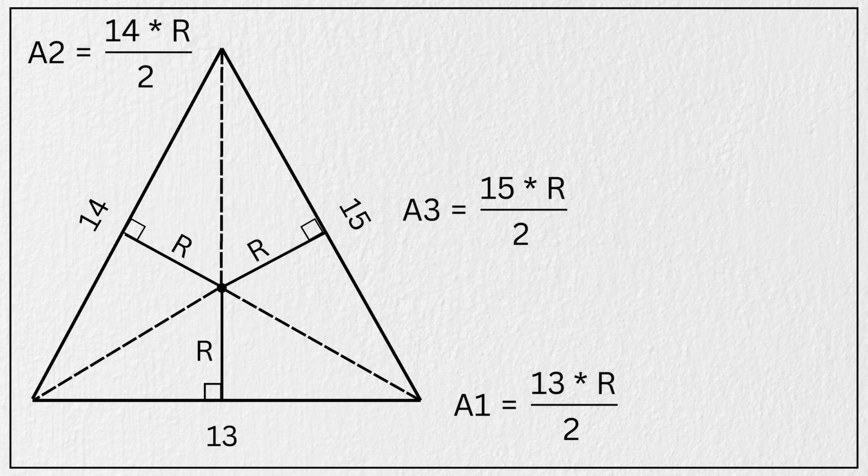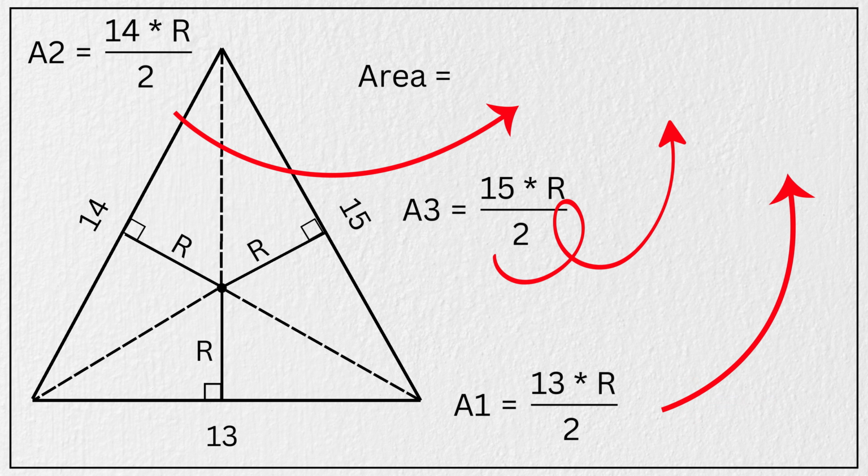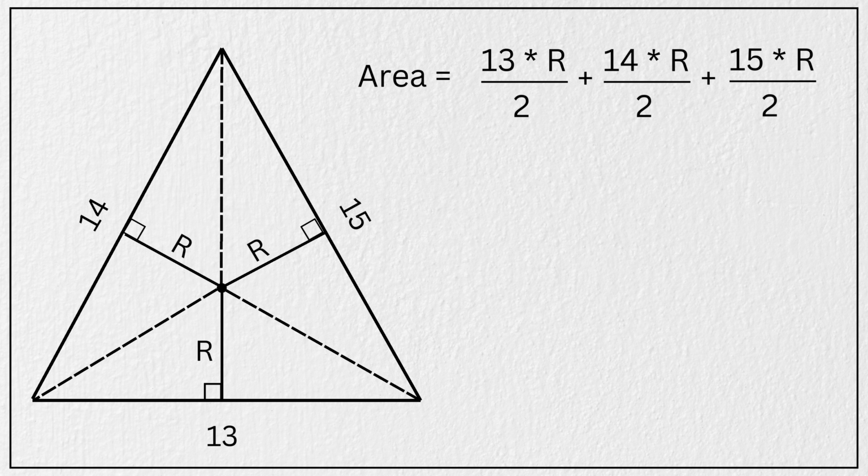You might be wondering why we are doing this. Because the area of this original triangle will be equal to the sum of all of these 3 triangles, right? So adding all of them gives us this, and this, which simplifies to 42r over 2, or 21r.